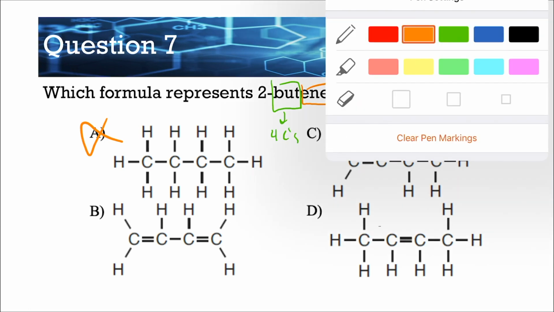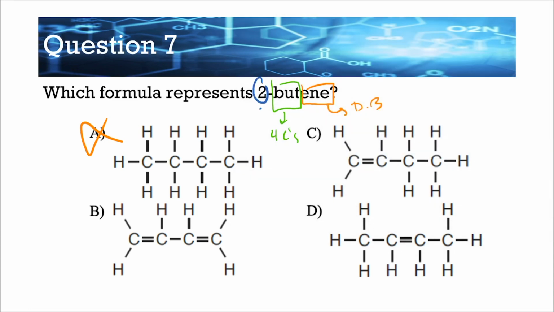And then, get a different color. This 2 is the location of that double bond. So that means this double bond has to start on carbon number 2. It does not mean you have 2 bonds, so it cannot be B. If you wanted to say you had 2 double bonds, which you might, I doubt you'll see it, it would be 1,3-dibutene. This di would mean you have 2 double bonds, and these would be the locations of them.